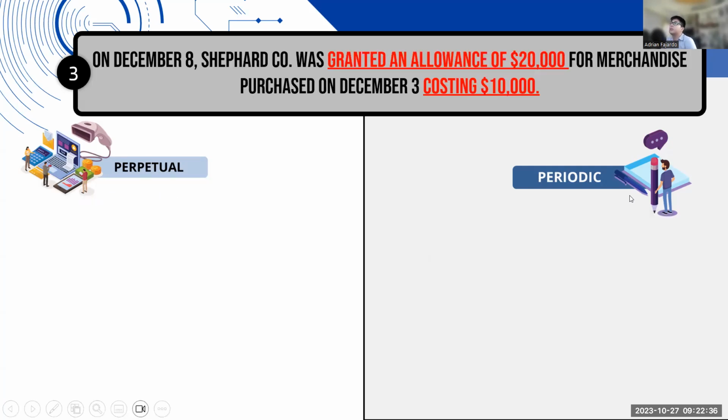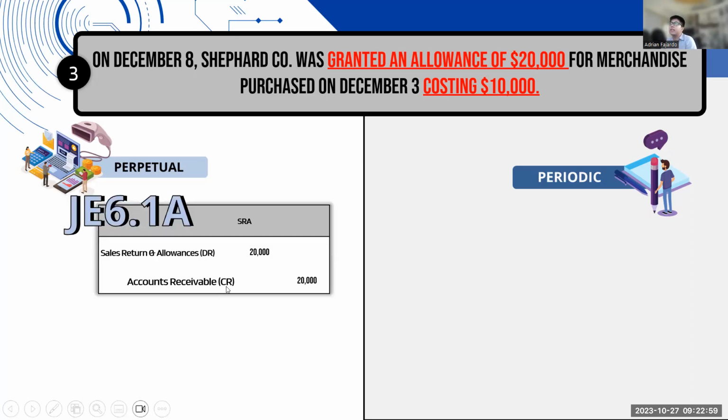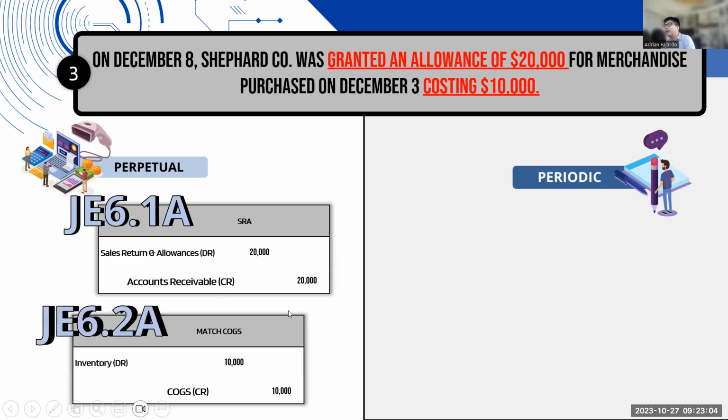So, third, nag-grant ng allowance of 20,000 per merchandise, costing 10,000. So, may nagbalik ng 20,000 worth of inventory. So here, ang journal entry natin is always dalawa. They recognize a portion of the revenue and then bring back a portion of the inventory. So, ni-reverse lang natin yung accounts receivable with our SRA account of 20,000. And then, we increase our inventory by 10,000, tapos binawasan natin yung COGS by 10,000. This is our perpetual journal entry.